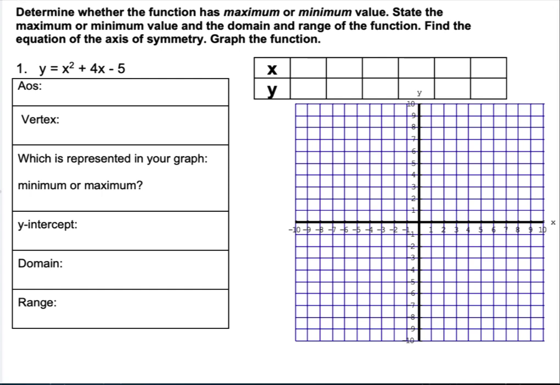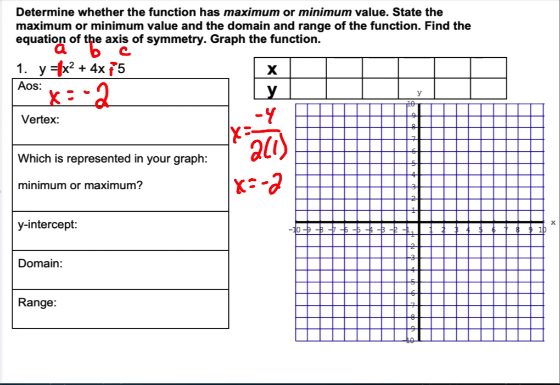So first we're going to start with our axis of symmetry. We need to know what x is going to be equal to. Well, my a is 1, my b is 4, my c is -5. So to calculate x, I want the opposite of b, so -4, over 2 times a, which is 1. -4 over 2 times 1, x is equal to -2.